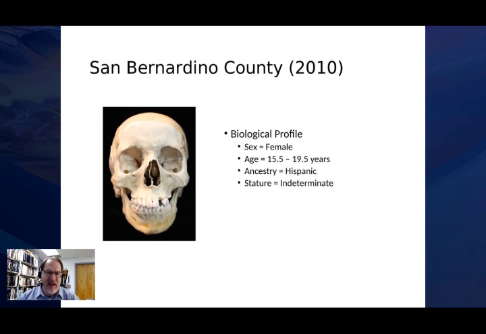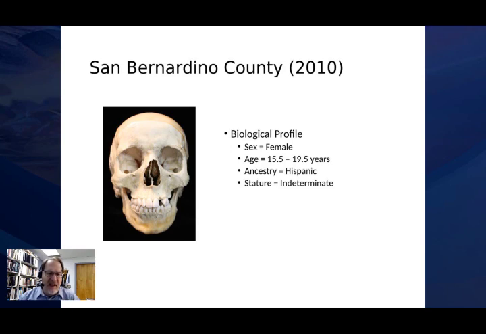Okay, another case we got was from San Bernardino County in 2010. We received this just a few years ago, though, for a reanalysis. And this was a female about 15 and a half to 19 and a half years of age, likely Hispanic, and of unknown height. The remains were found as a fleshed head that was located inside of a backpack in the desert in San Bernardino County. The decedent had likely only been dead a couple of days.